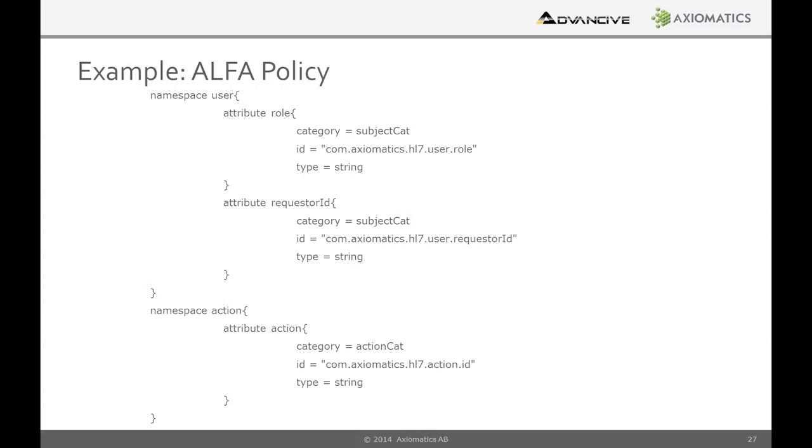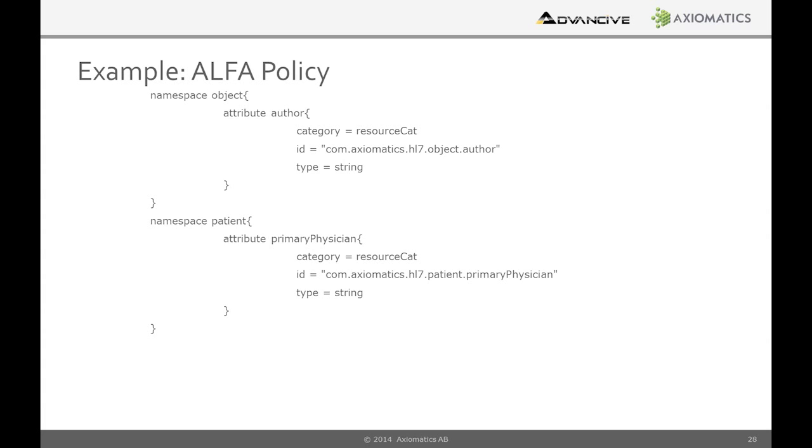We'll need an attribute for the author of the object to enforce the policy, and another attribute called primary physician, because that was also part of the policy. So we need to be able to determine that as an attribute of the policy definition. And once we have our attributes defined, we can actually write the ALFA policy.